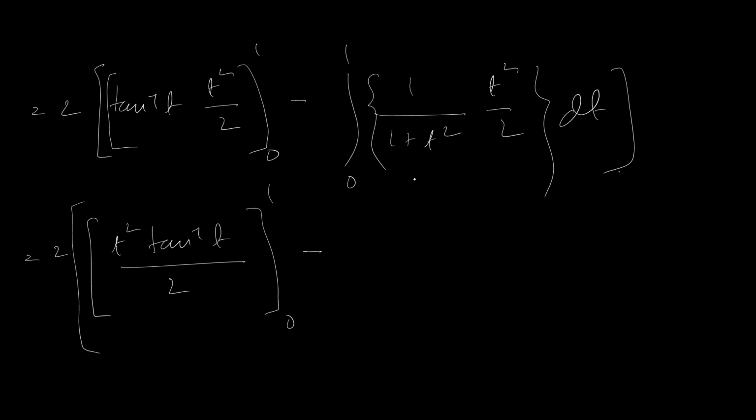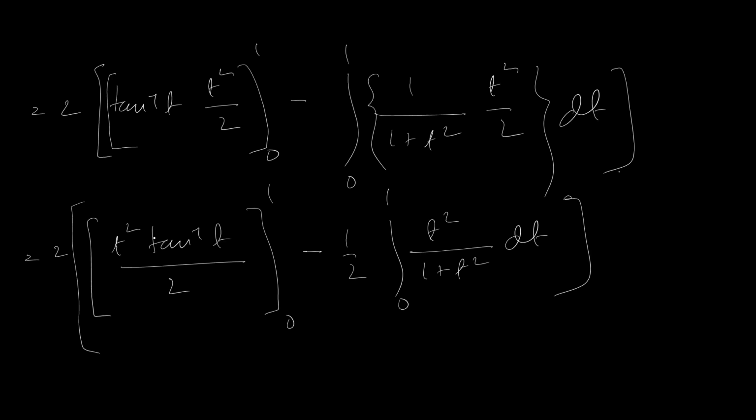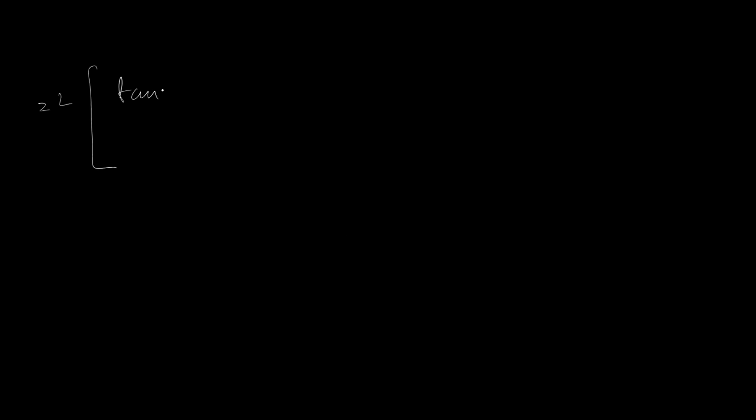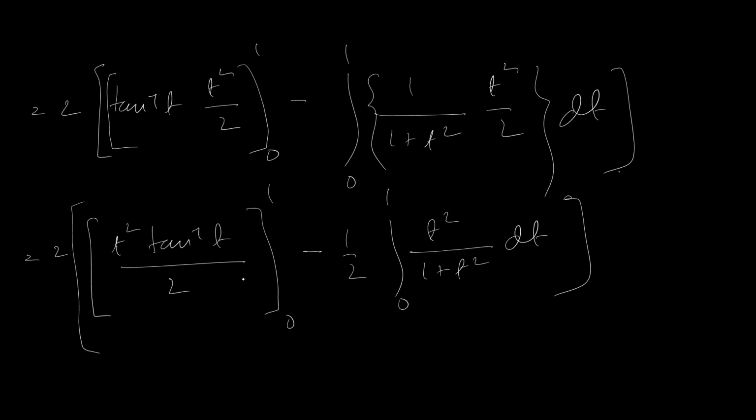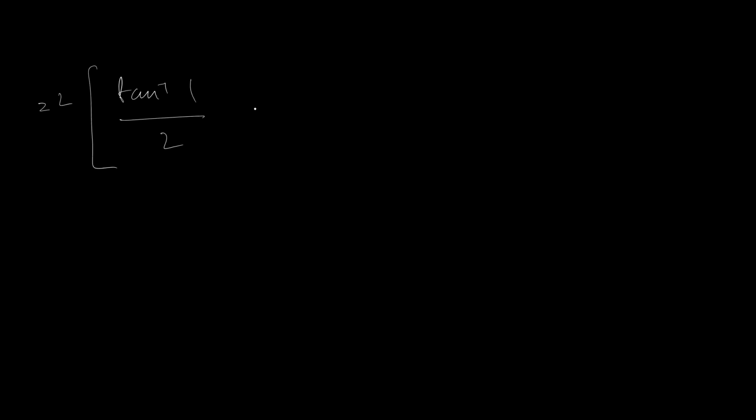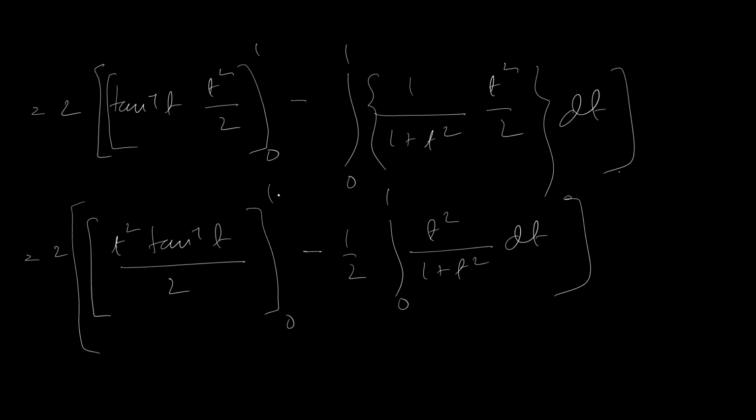This will be again minus, I got 1 by 2, integral 0 to 1 of t square by 1 plus t square dt. Okay, so now here you see, I will get 2 bracket start, put the limits here. This will be tan inverse 1 by 2 minus t square. If I put 0 here, this whole thing will be 0 only, so this will be 0.